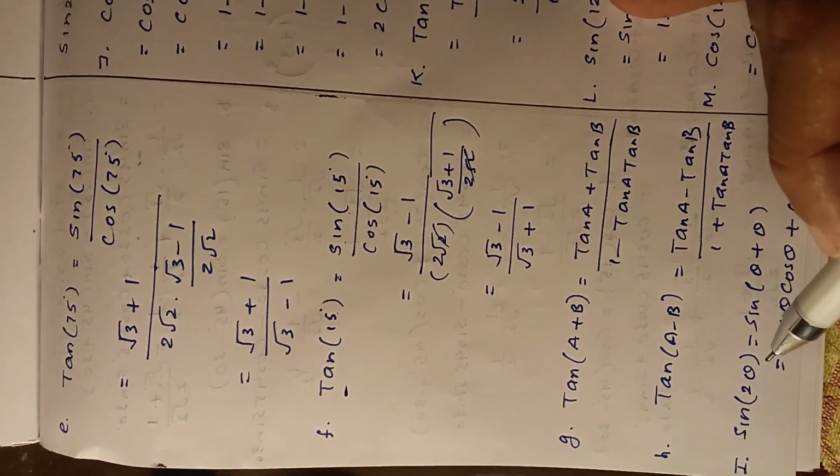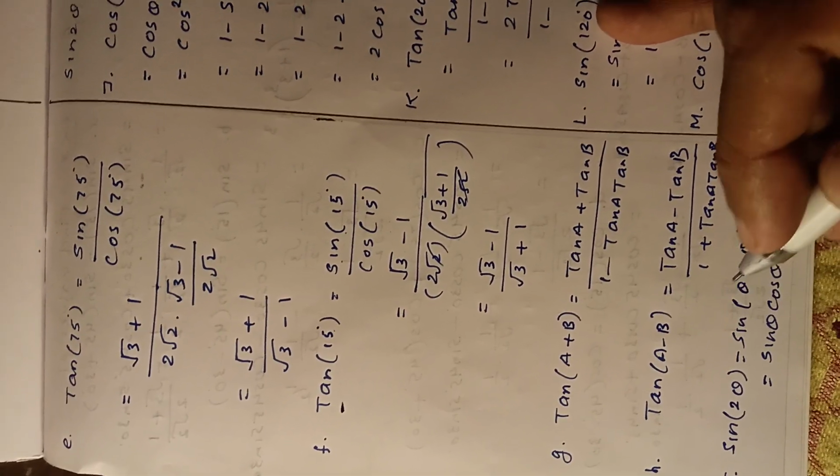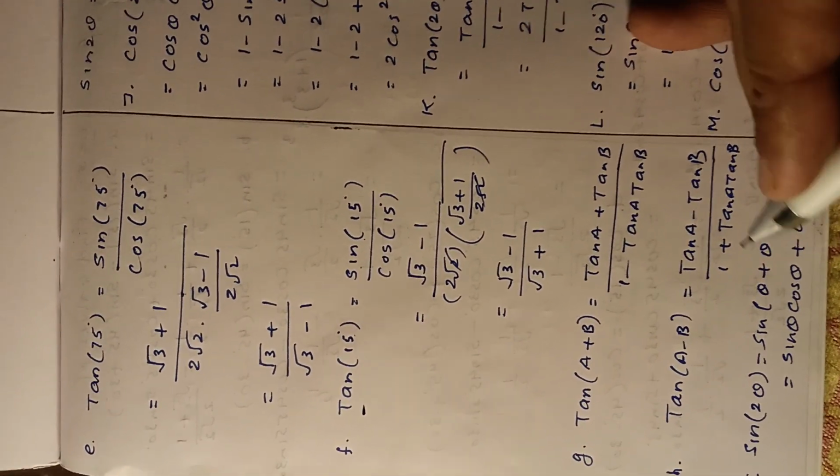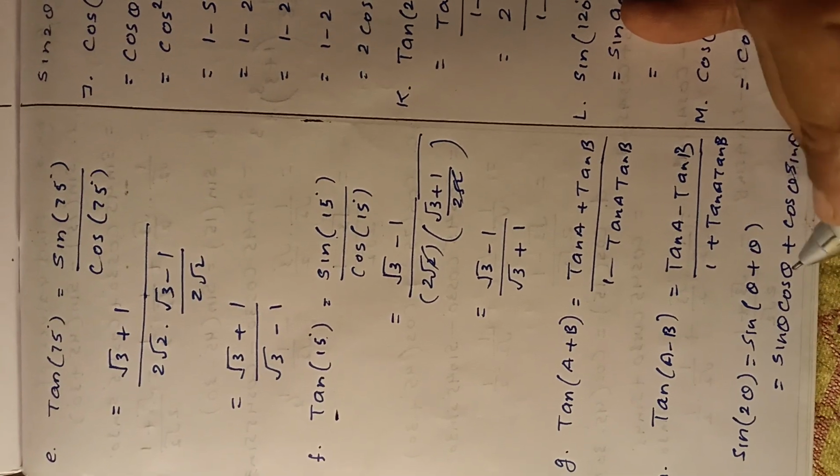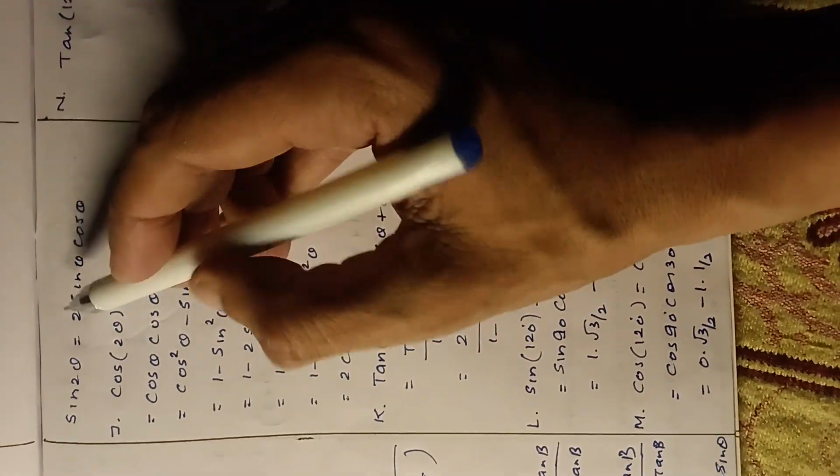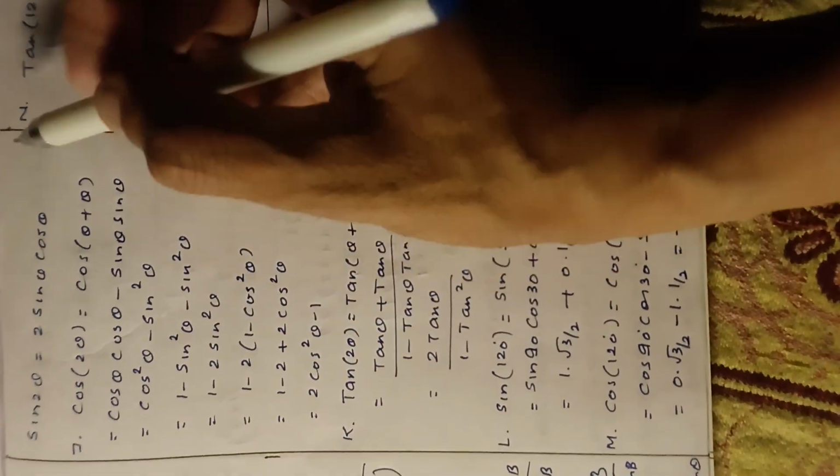Next is calculation of sin 2 theta. We'll use the AB formula for this. We can write 2 theta as theta plus theta, then apply the AB rule. So it will be sin A cos B plus cos A sin B. After solving this, we get 2 sin theta cos theta. So we can say that sin 2 theta is equal to 2 sin theta cos theta.